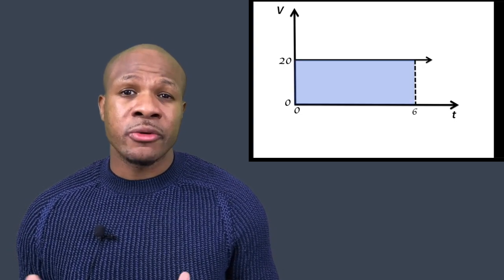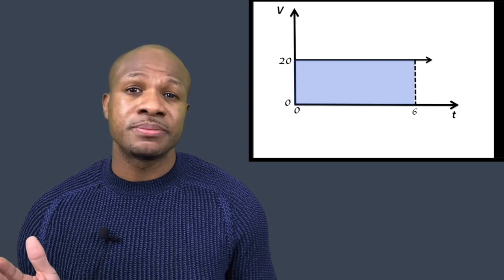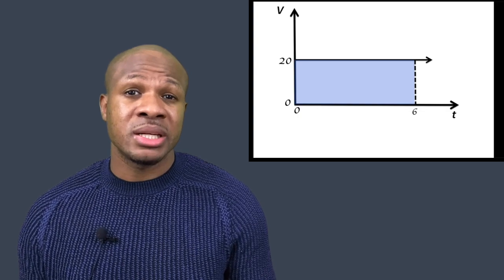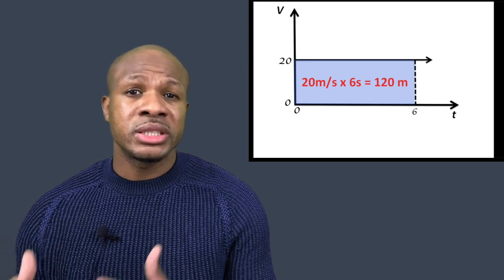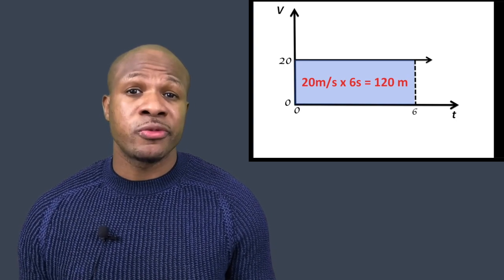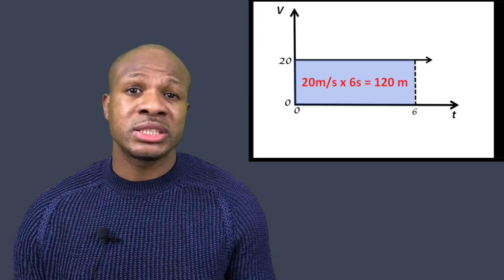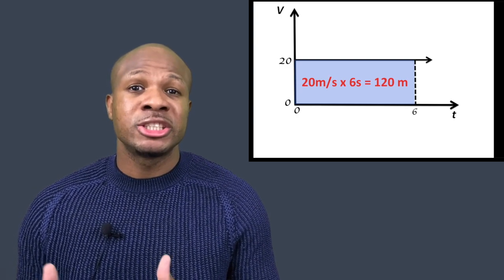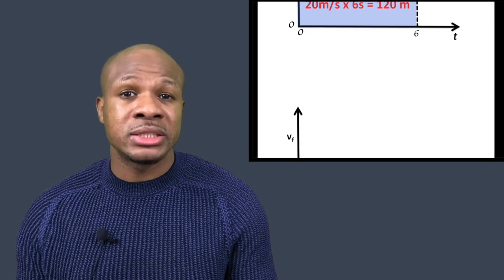What we have is a rectangle that has a base of 6 and a height of 20. The area of a rectangle is the base times the height, which is 20 times 6, which is 120. The distance traveled is the area under our speed versus time curve. And this was for constant speed, which means that we had an acceleration of 0, because acceleration is what causes you to change speed. So now let's see how things will look if we have non-zero acceleration.